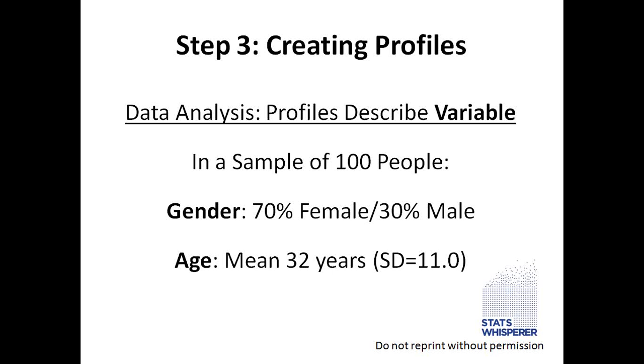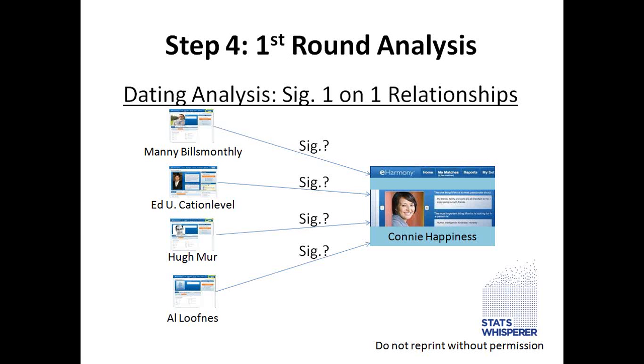And then also, if we were looking at the variable age, we would want to describe the characteristics of the variable age. The characteristics are the average age, or the mean age, the same thing, is 32 years, and the standard deviation is 11.0. So this is just a quick little review before we get into it deeper. This is not the only presentation I'm going to make on this.